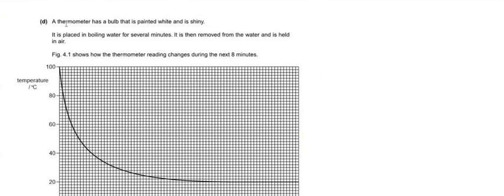Now the D part, a thermometer has a bulb that is painted white and it's shiny. So this you can see it is painted white and it is shiny. Now it is placed in boiling water for several minutes. It is then removed from the water and is held in the air. So this figure shows the thermometer reading changes during the next 8 minutes. Okay, these are the thermometer readings.